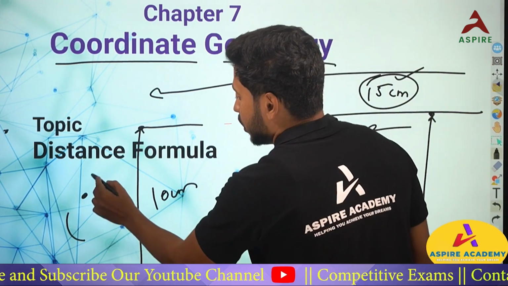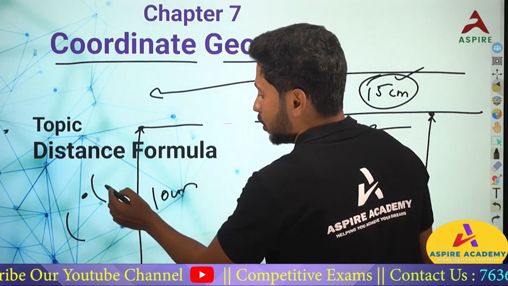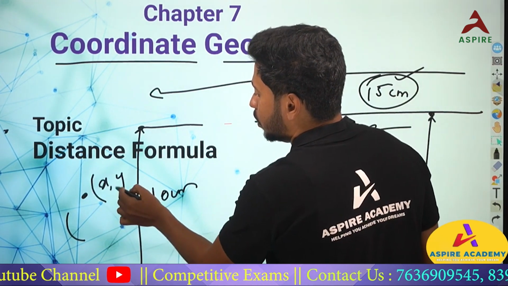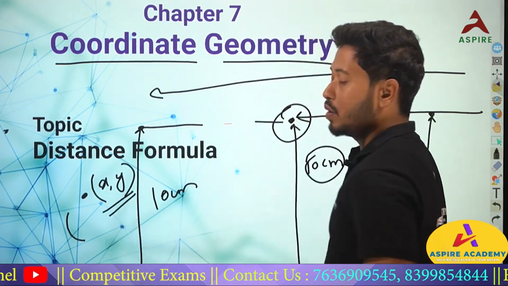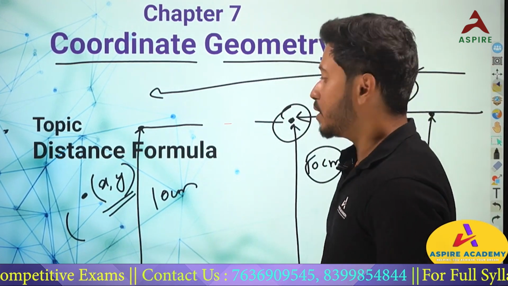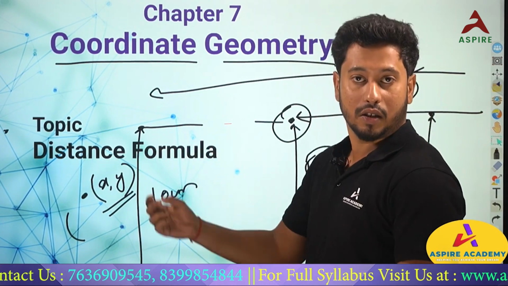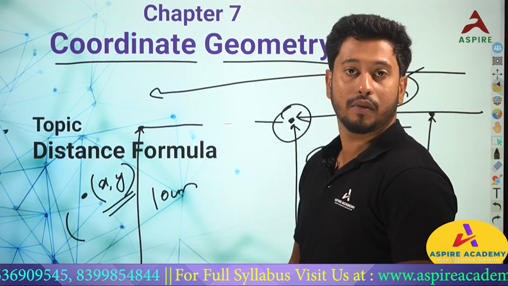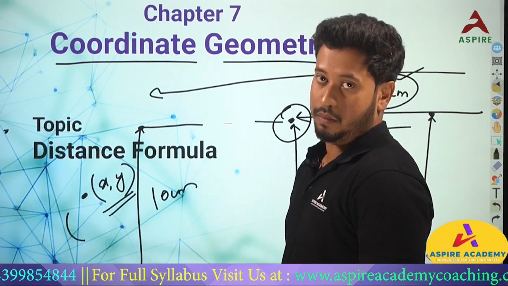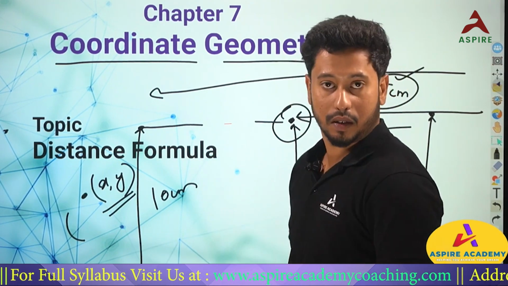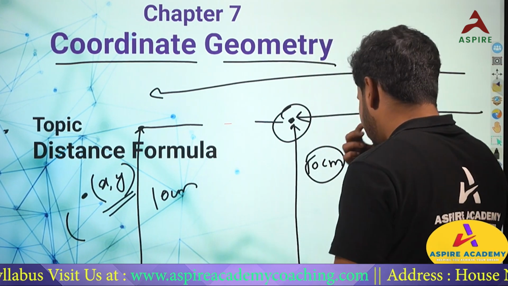That means a point can be known by two directions, that is x and y. What is x? X is at the horizontal level and y is at the vertical level, okay.